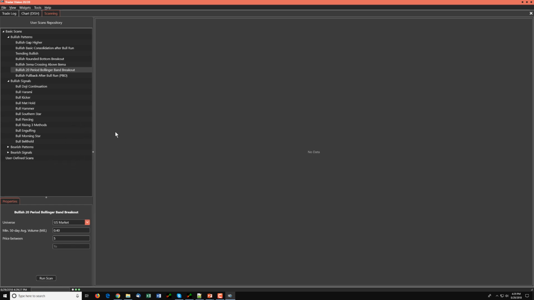Do we have any questions about the scanning widget at this point? Of course, this comes included with Trader Vision, so it's part of the package, along with the planning, goal planning, and trade planning, and logging, and so forth.